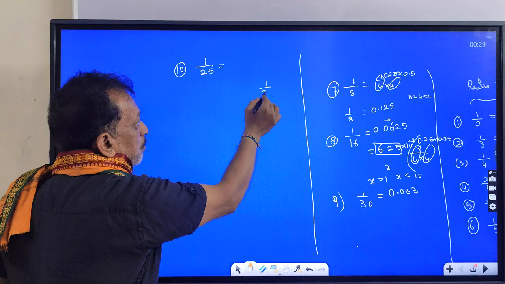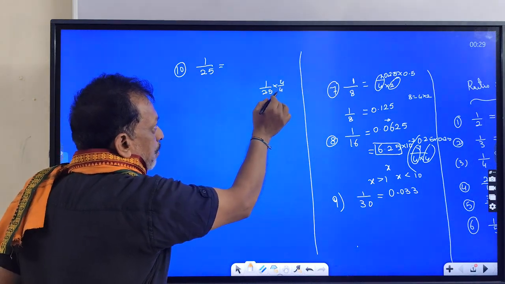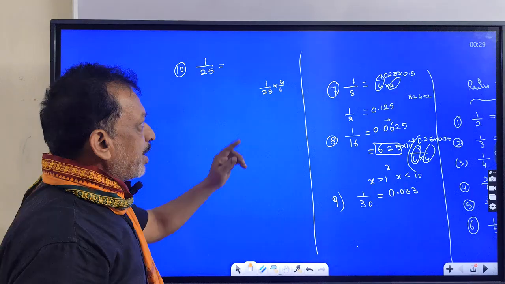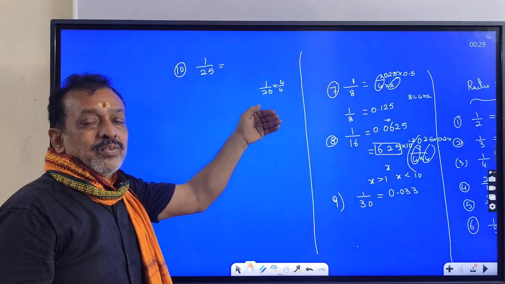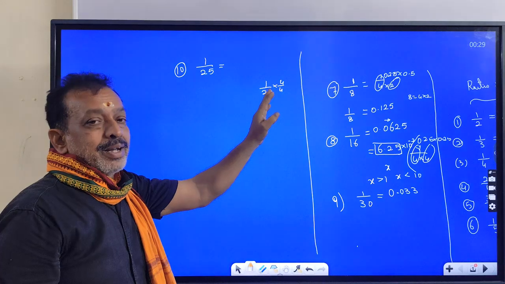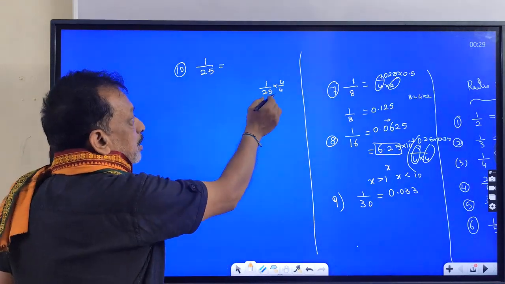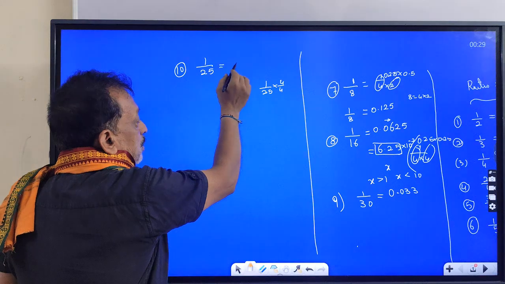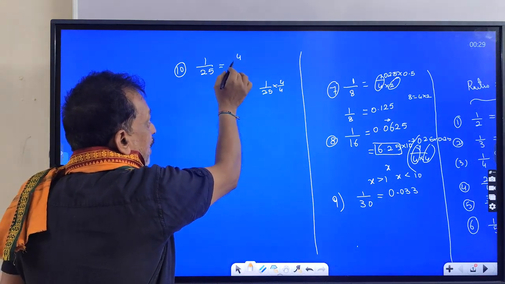That actually simplified 1 by 25. So multiply and divide with 4. Our main aim should be to get zeros in the denominator. If you get zeros in the denominator, that automatically becomes a power of 10 to the power of minus something. This becomes 100, and 4 is there, so that is 4 by 100.